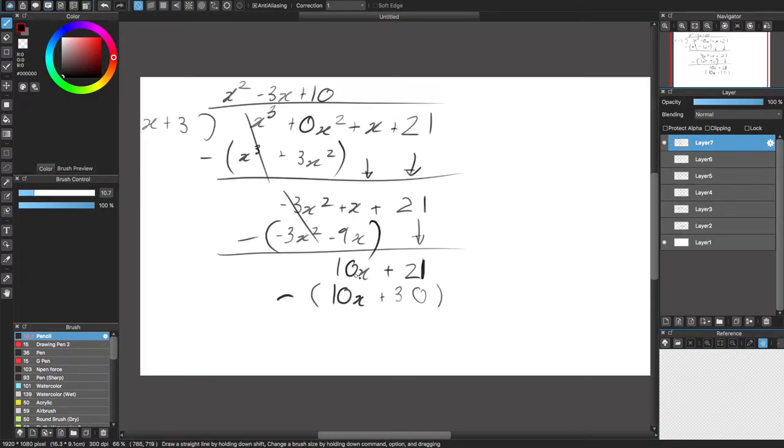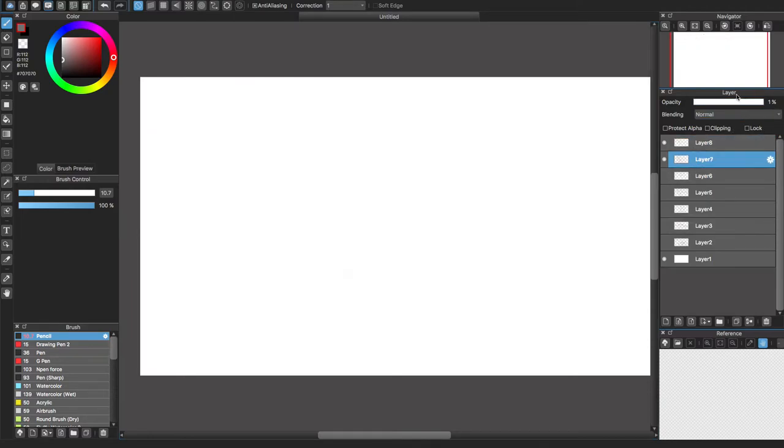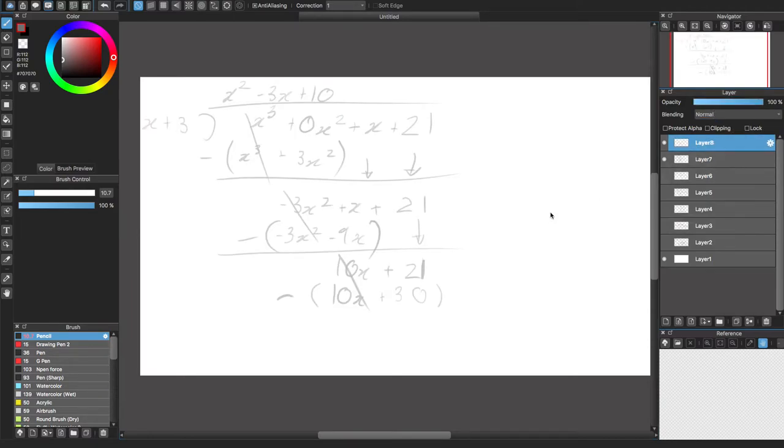So let's go minus them. So that cancels each other out, and 21 minus 30 is negative 9. Super. So now we've got a remainder, and then we can rewrite it. Let's go rewrite it here, and then we're going to bring that in transparency, the alpha. So x, oopsie, yeah, that's the main layer.